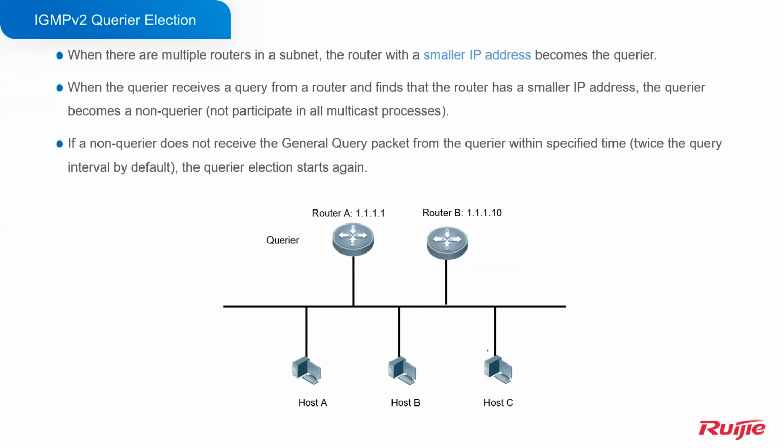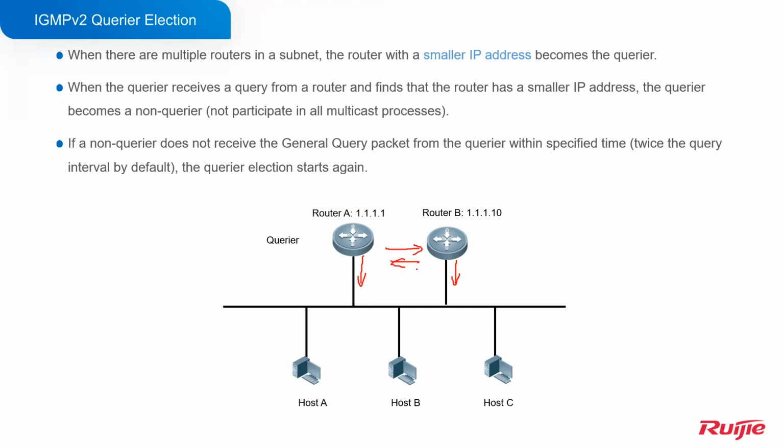And next is the querier election. We say that if we have multiple routers connected to the same network segment, only one router needs to send the general query message. So there would be a querier election. Let's say when a router receives a query from another router and finds that the other router has a smaller IP address, it becomes a non-querier. Now we have two routers, router A and router B. At the initial stage, both of them think they're the querier, so router A will send the general query, and router B will send the general query. And of course, they will receive the general query from each other.